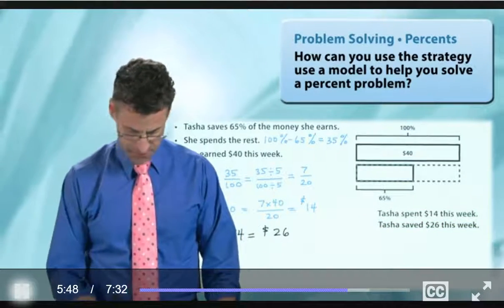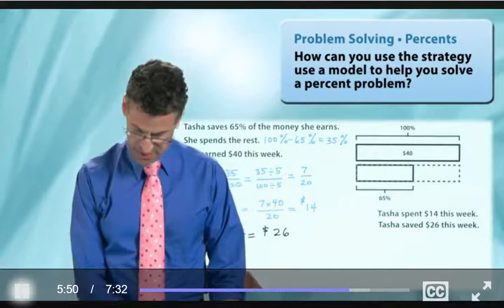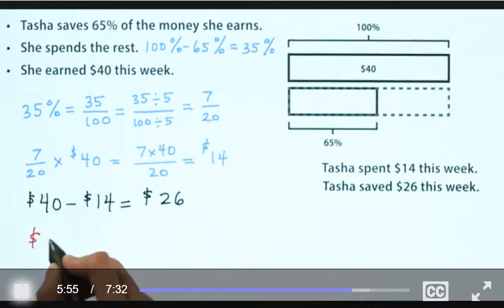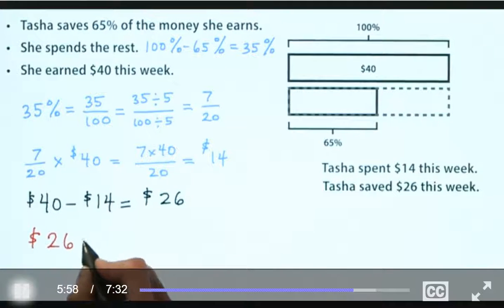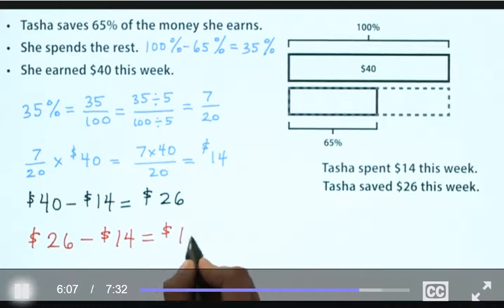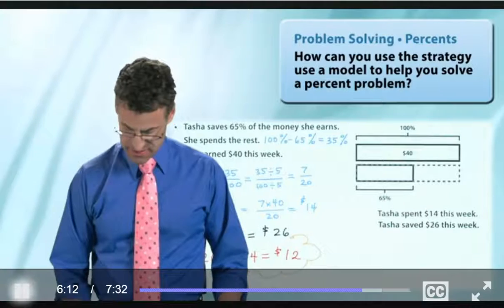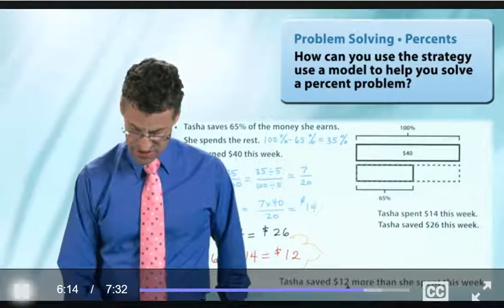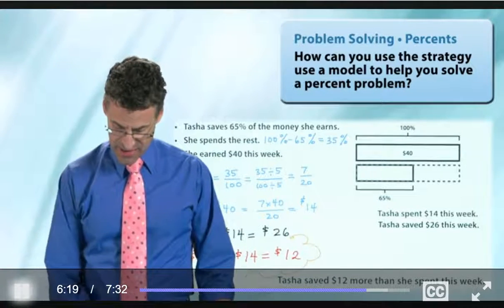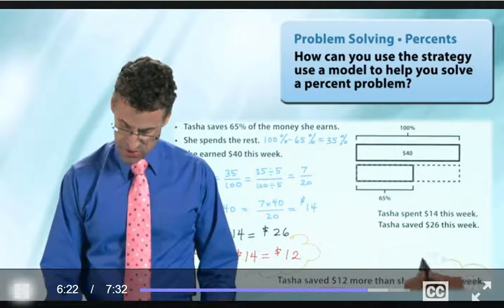One subtraction question. And the one subtraction question we want is, what is $26, the amount that she saved, minus $14, the amount that she spent, because that's going to tell how much more money she saved than she spent. And when we actually perform the subtraction, we see $12. And that is the answer, $12, because that tells us that Tasha saved $12 more, in fact, than she spent this week.